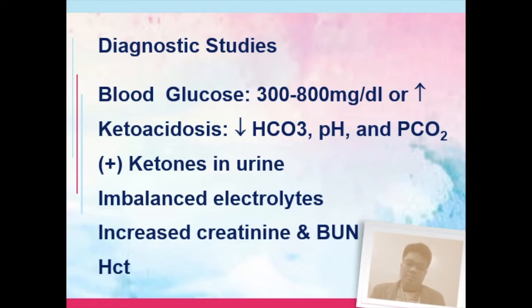For the PCO2, it would depend on the compensation of the patient. If the patient is able to compensate, your lungs will attempt to excrete carbon dioxide in an attempt to reduce the acid in our body. However, if your lungs are already failing, your carbon dioxide may also be increased. As I have mentioned, there will also be presence of ketones in the urine. Your electrolytes will be imbalanced, particularly potassium, and a particular complication of your potassium will be hypokalemia.